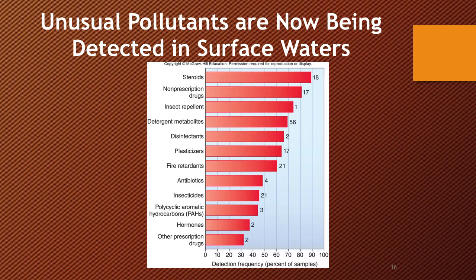Unusual organic pollutants are now being detected in surface waters in the United States. This chart shows detection frequency of organic wastewater contaminants in a recent United States Geological Survey. Maximum concentrations in water samples are shown above the bars in micrograms per liter. Dominant substances include DEET, which is the insect repellent, caffeine, and triclosan, which comes from antibacterial soaps. Microplastics, the microscopic pieces of plastic, have recently been detected in oceans, lakes, and in drinking waters.